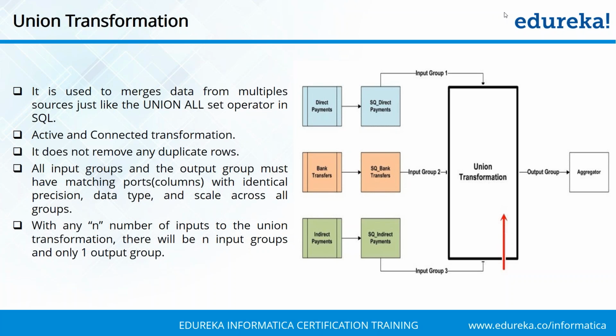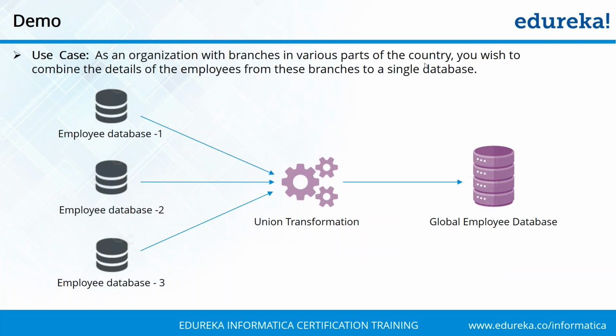Alright, so now to give you a better understanding of how the union transformation works, let's look at a use case. Now it's common that a huge organization has branches located in different vicinities. Now each of these branches will have its own set of employee details. So what we need to do is that we need to establish a global employee database.